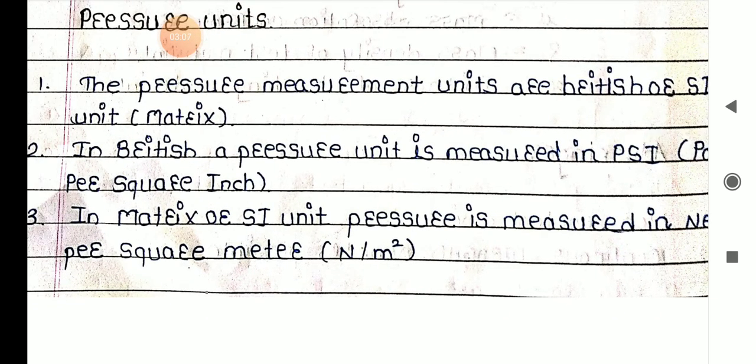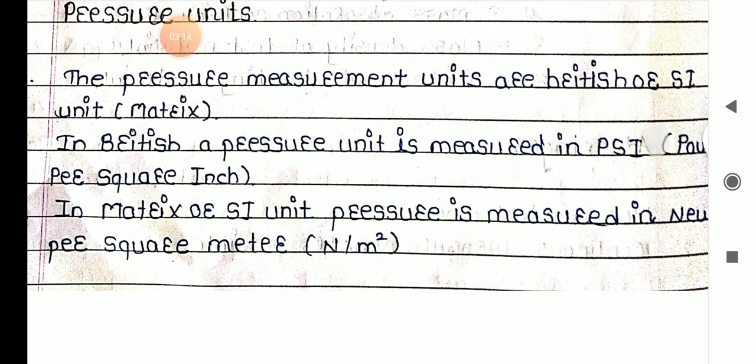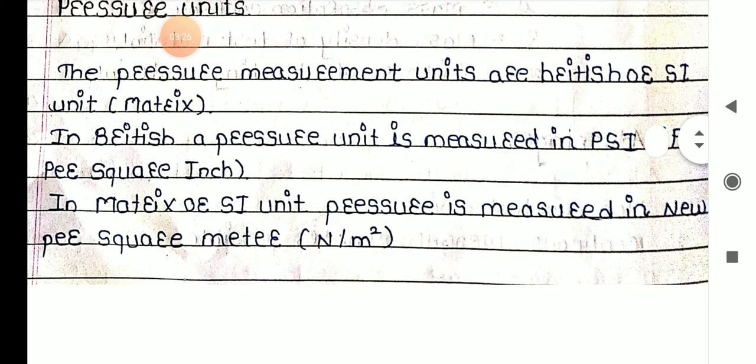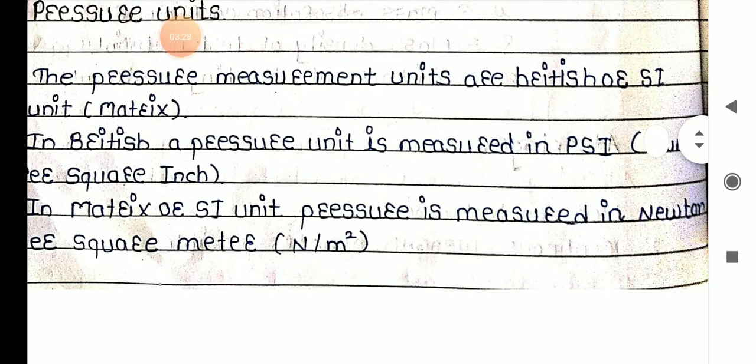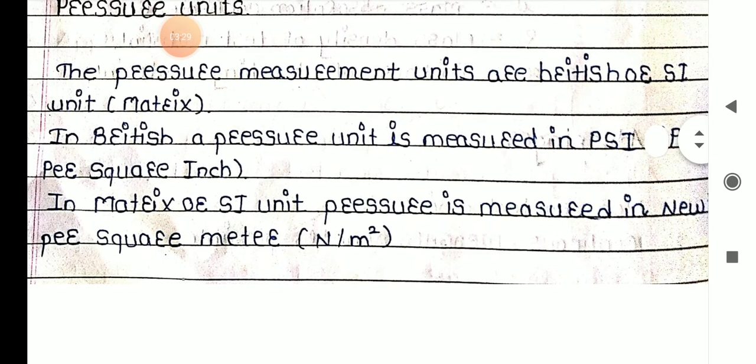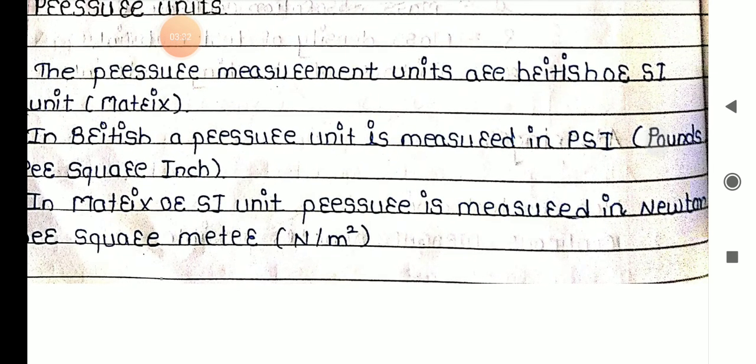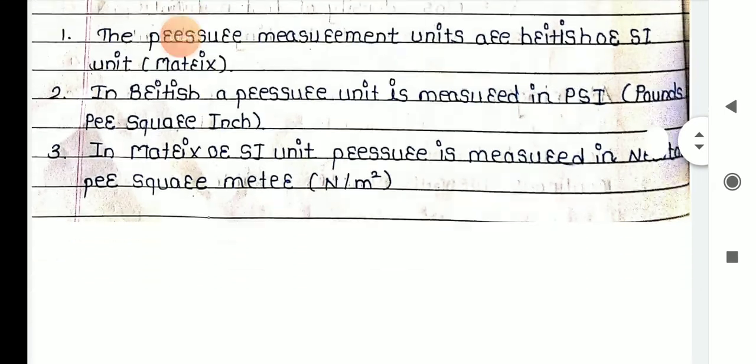So there are two types of units in which we measure pressure. One is the British system, and the other one is the SI system, the international system in terms of metric. In British you can measure in terms of PSI, and in metric or SI unit you can measure in terms of Newton per square meter. PSI stands for pounds per square inch.